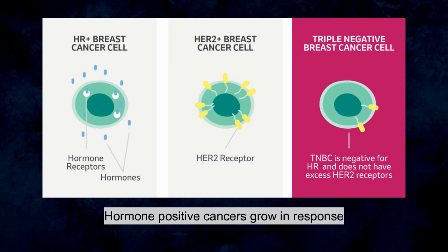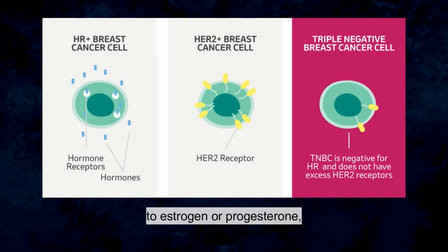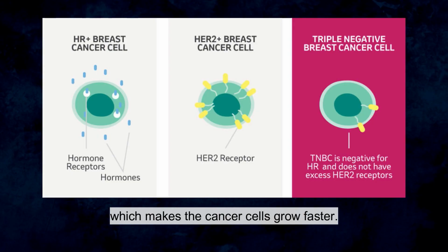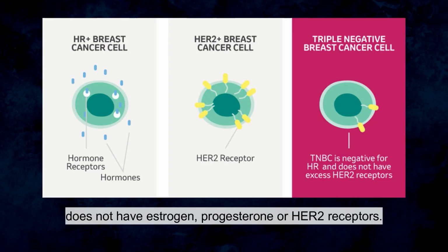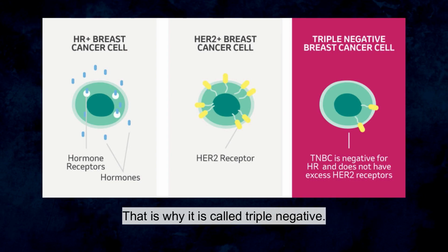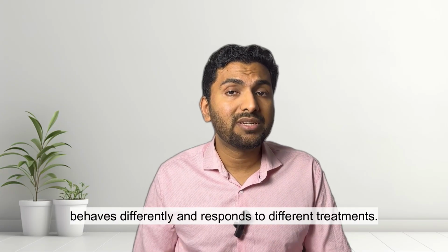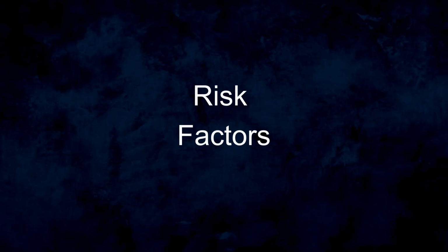Hormone positive cancers grow in response to estrogen or progesterone, which are female hormones. HER2 positive cancers have too much of a protein called HER2, which makes the cancer cells grow faster. Triple negative breast cancer, or TNBC, does not have estrogen, progesterone, or HER2 receptors. That is why it is called triple negative. Like I mentioned before, each subtype behaves differently and responds to different treatments.